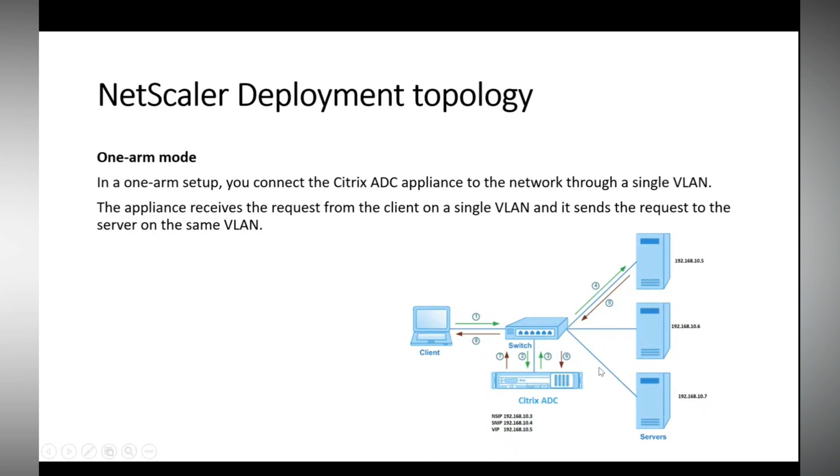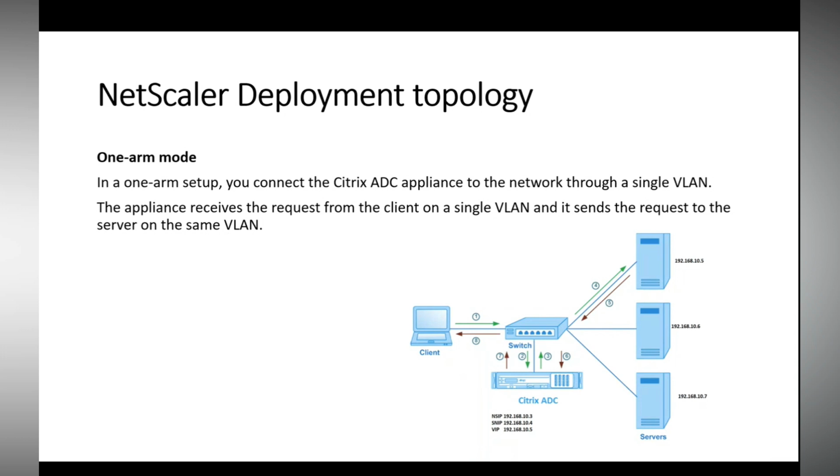Okay, so in this case, we are referring to this as 1-arm mode, where all your servers and your NetScaler are deployed on a single VLAN. So you're not introducing complexity. It is a very simple configuration. This is referred to as 1-arm mode, where everything is on a single VLAN.